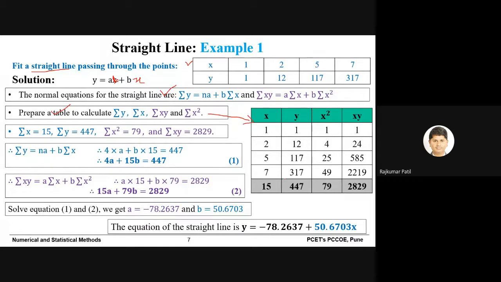When you prepare the table, you can calculate the values of summation x, summation y, summation x square, and summation xy. So put these values in the normal equations. From the first normal equation, you will get equation number 1, and from the second normal equation, you will get equation number 2. And these are the two simultaneous equations. Simplify those equations and you will get y is equal to minus 78.2637 plus 50.6703x.